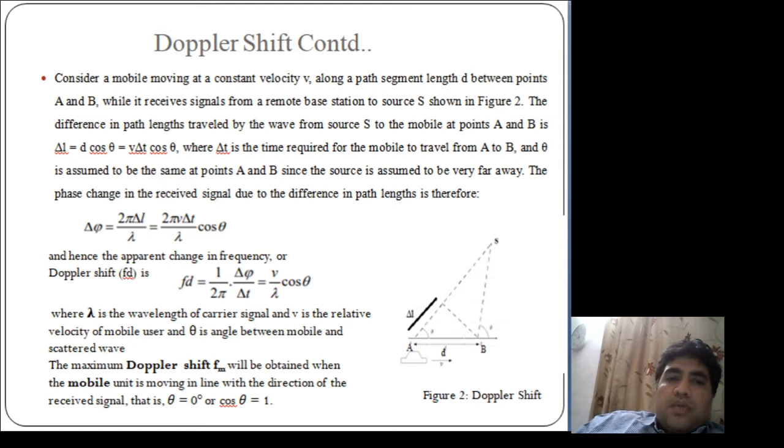So 2πvΔt/λ cos θ is the phase change difference. So the Doppler shift can be obtained from this, because fd will be equal to 1/2π ΔΦ/Δt. So this can be written as v/λ cos θ. So the Doppler shift will be maximum when θ is equal to 0. That means when the mobile is moving in line with the direction of the received signal, and that is denoted by fm.